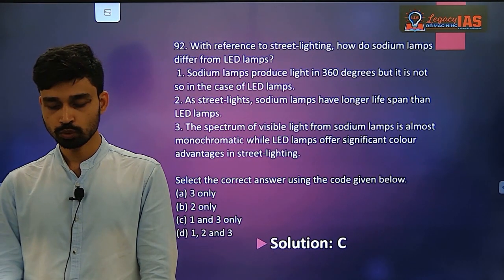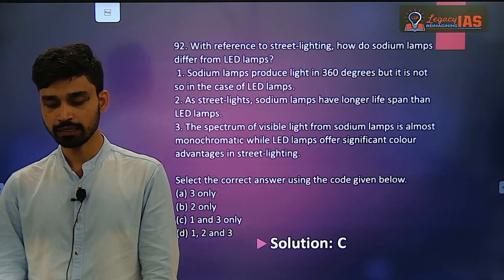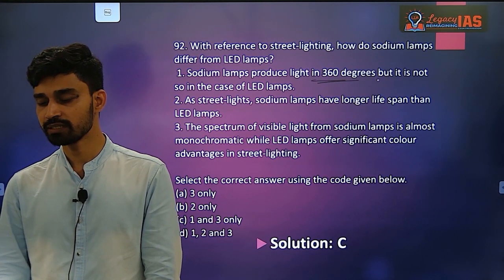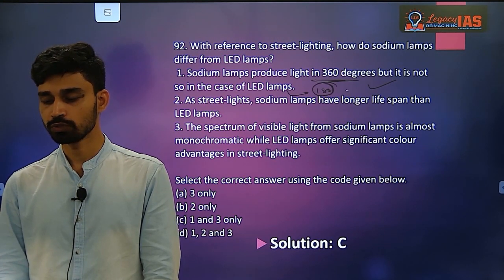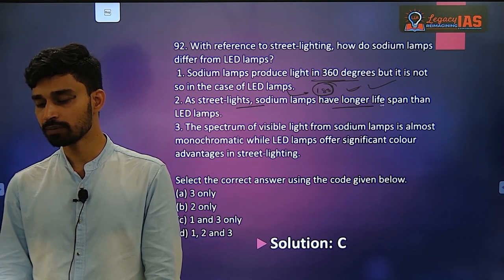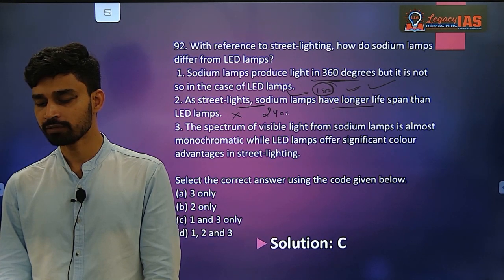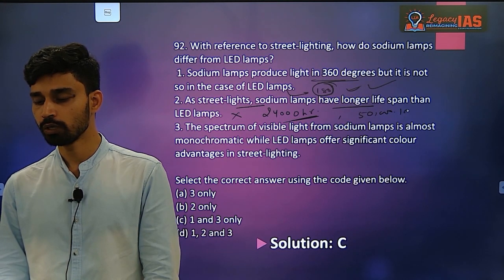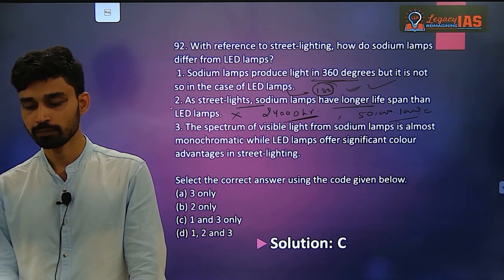Next is, with reference to street lighting, how do sodium lamps differ from LED lamps? Again, it is a factual question. Sodium lamps produce light in 360 degrees, this is correct, but LED lamps produce light only in 180 degrees. So, this is the correct option. Second is, as street lights, sodium lamps have a longer lifespan than LED lamps. This is incorrect because sodium lamps have a lifespan of about 24,000 hours, while LED lamps can have a lifespan of more than 50,000 to 100,000 hours. So, the lifespan of an LED lamp is much higher than a sodium lamp. So, this is incorrect.